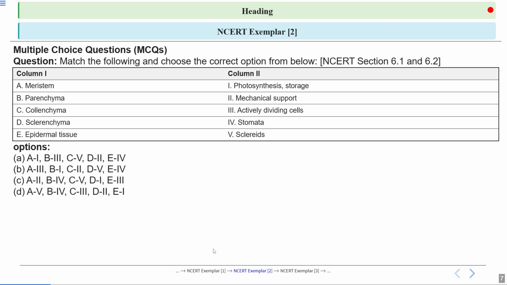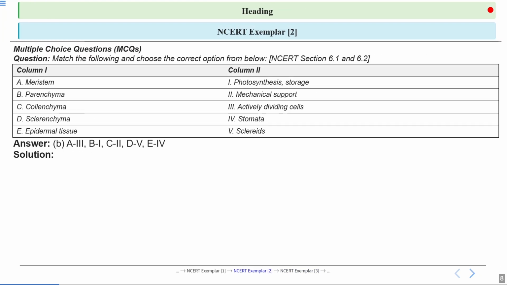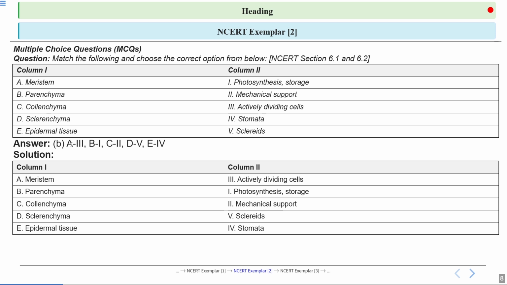And let's see the items given in column 2. First, photosynthesis and storage. Second, mechanical support. Third, actively dividing cells. Fourth, stomata. And fifth, sclereids. There are 4 different options, and you have to match the column 1 and column 2 items, and then select the option that matches. Let us see the answer. So this was our question, and the correct answer is option B.